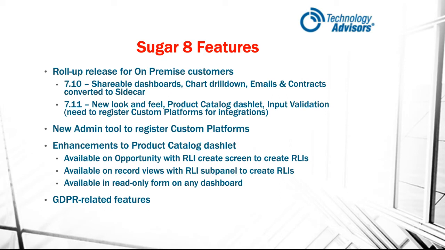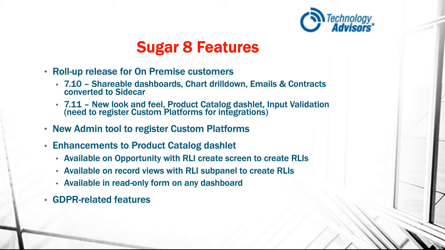One of the other features that is included in version 8.0 are some enhancements to the product catalog dashlet that first came out in 7.11. In version 7.11, the product catalog dashlet works with quotes. In version 8.0, they are expanding that to work with any other modules in Sugar, in particular anywhere that has revenue line items connected to it. So on the opportunity create screen, on the opportunity or account record views, and a read-only form available from anywhere.